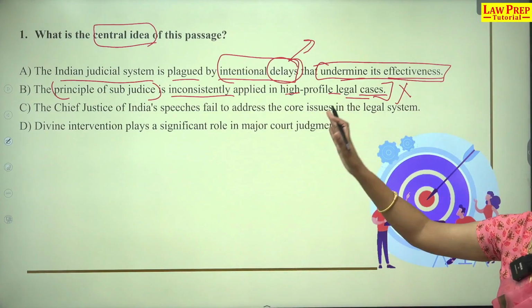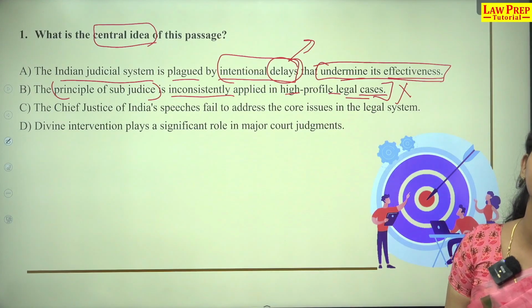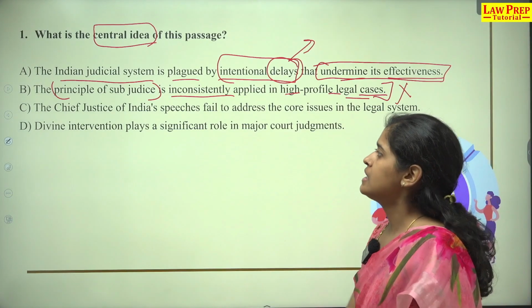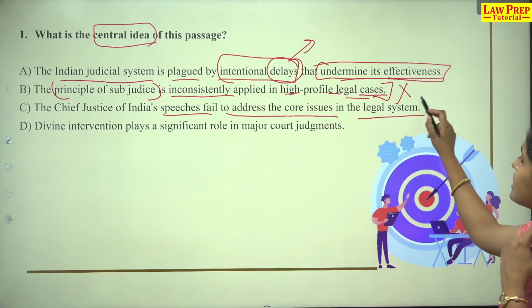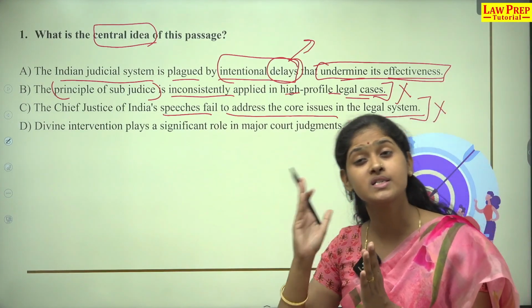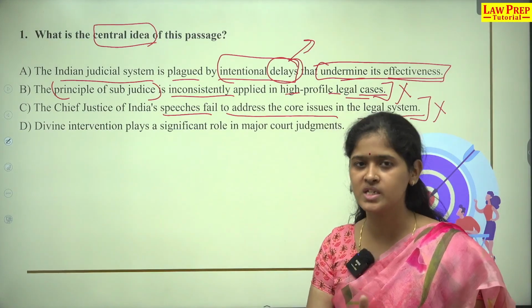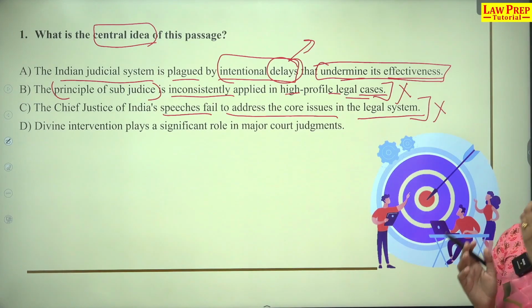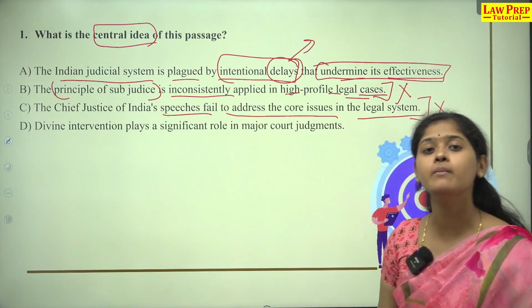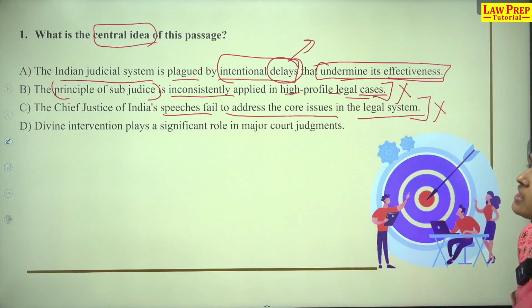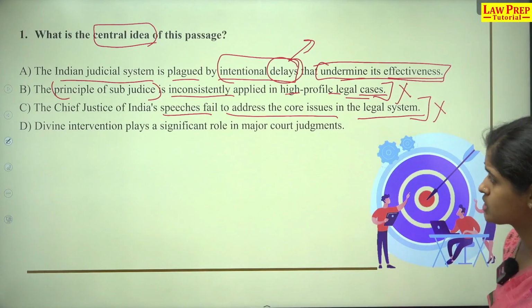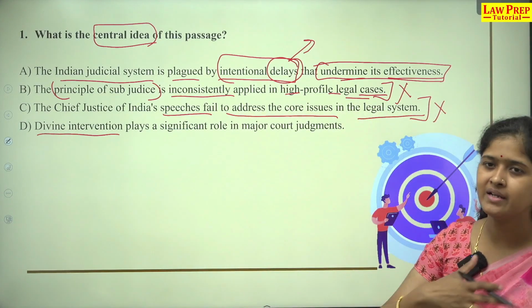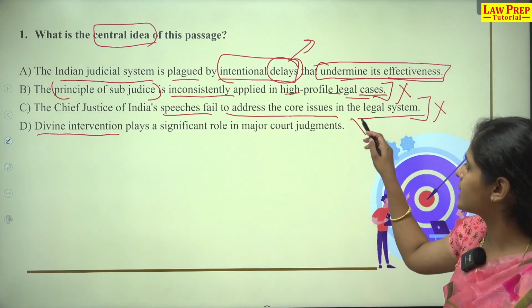Why? Because this line is wrong, given the fact that this is not implied from the second paragraph of the passage. The Chief Justice of India, CJI is written as the full form, India's speeches fail to address the core issues in the legal system. The article is not about the CJI's speeches. There is a passing reference to the CJI in the passage, but that does not mean the article is discussing the speeches given by the CJI. So this does not even form a correct statement. Divine intervention plays a significant role in major court judgments. Divine intervention is written for the Ayodhya case, but that does not mean the CJI is saying that divine intervention is important for court judgments. Even this statement is wrong.